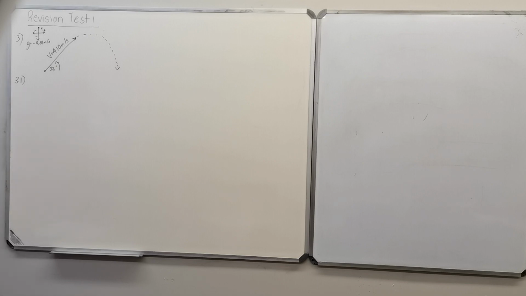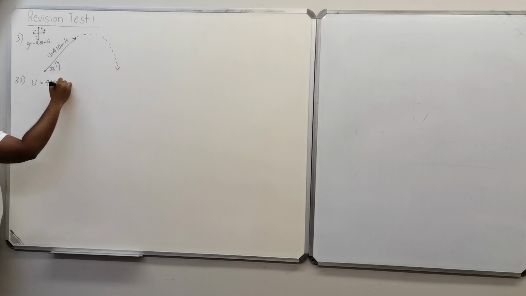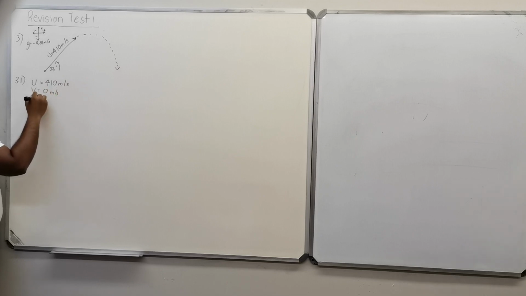How will we answer this? When calculating the maximum height, write what you got first, all the information you have. You got u, which is 410, and v, which is equal to 0. Your g is minus 9.8, and then you're required to work out s on the y-axis.